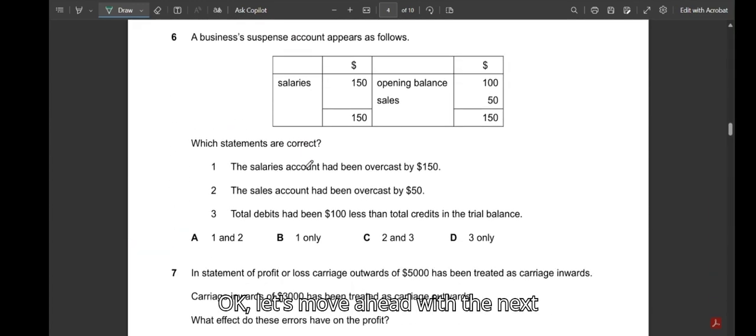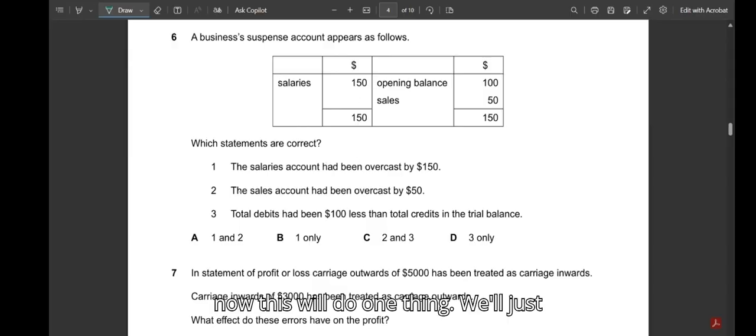Okay. Let's move ahead with the next question. The question is, a business suspense account appears as follows. So this is a suspense account. Opening balance 100. Salaries has been debited in the suspense account. Sales has been credited. Which statements are correct?